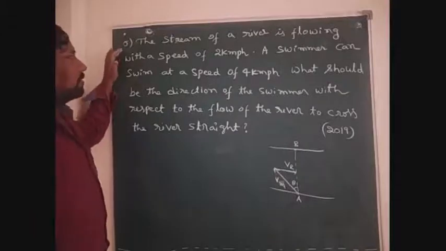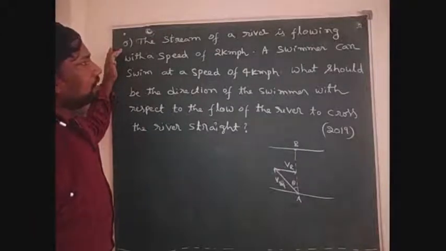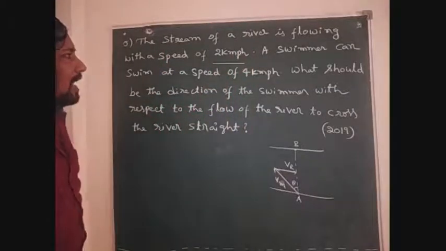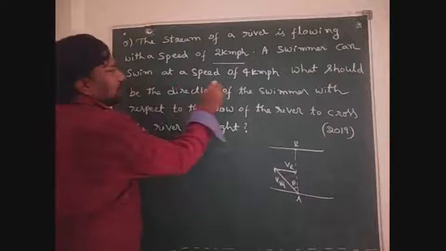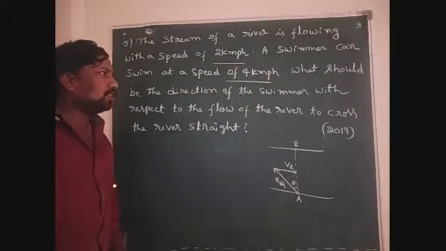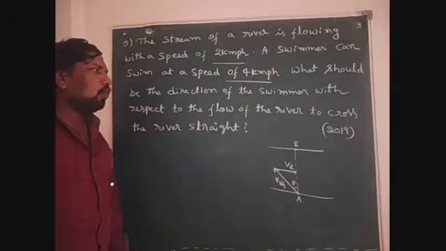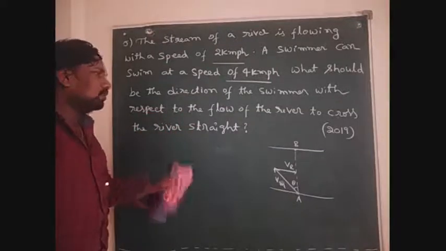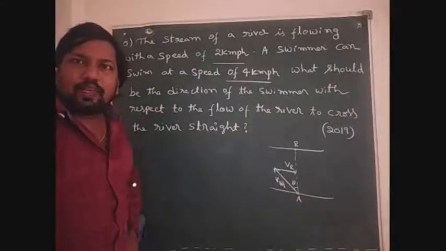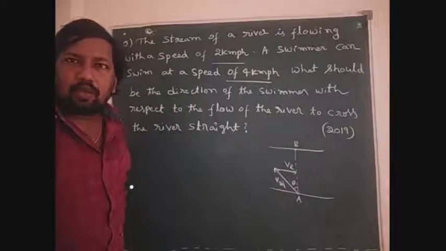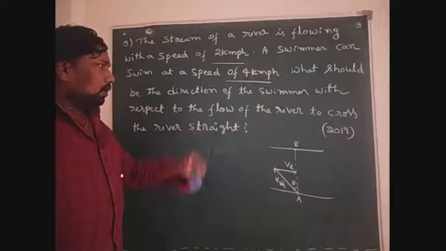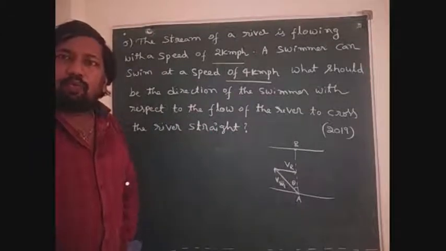Next, problem number 5. The stream of a river is flowing with a speed of 2 kmph. A swimmer can swim at a speed of 4 kmph. What should be the direction of the swimmer with respect to flow of the river to cross the river straight? This question was asked in 2019 JEE Mains. So we can find out the direction of the swimmer with respect to flow of river.